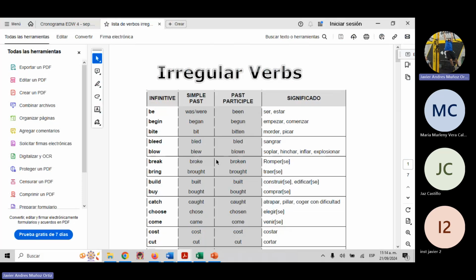Irregular verbs. We said that irregular verbs are called that way because the present form, the past form, and the past participle sometimes are exactly the same, sometimes are completely different, and sometimes change just a little. And they are very important because they are used very commonly, very frequently in our everyday life.